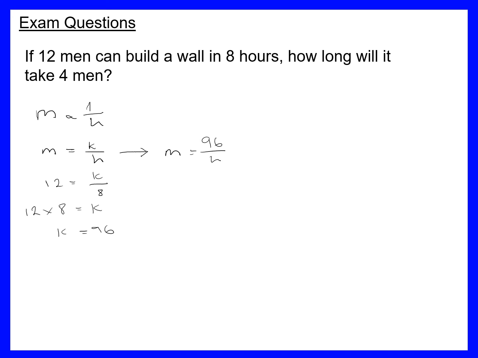So if I want to know the number of men, I do 96 divided by the number of hours. If I want to know the number of hours, I'm going to need to rearrange the formula. So how long will it take 4 men? We've got 4 men is equal to 96 divided by H. Again, remember we've got to get rid of the division first. So we multiply both sides by H. So 4H equals 96. Now I can divide both sides by 4. So H is 96 divided by 4, and 96 divided by 4 is 24 hours. So if we have 4 men, it's going to take us 24 hours.